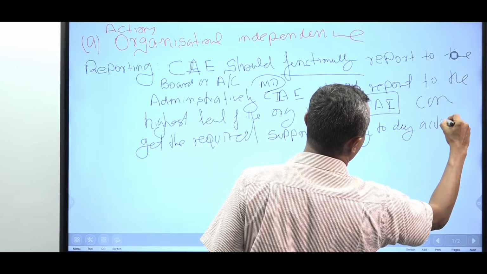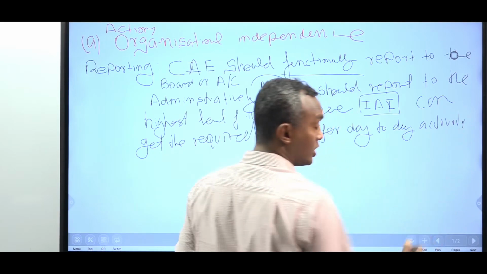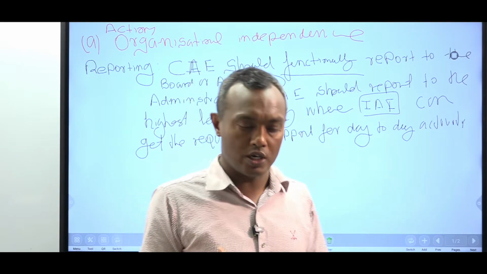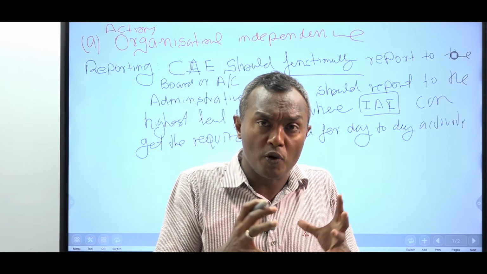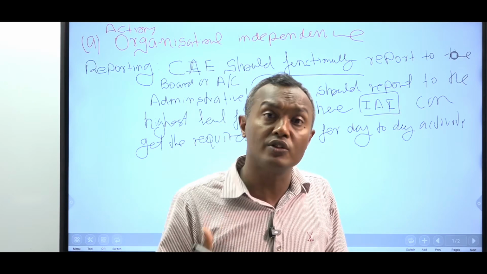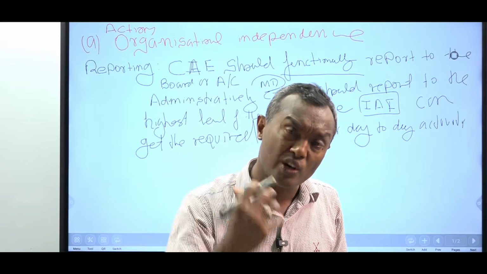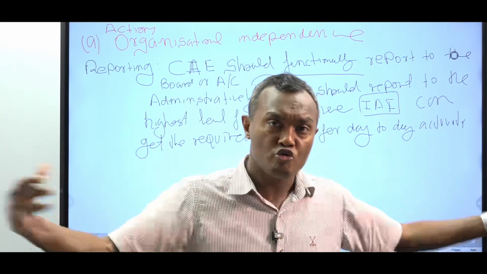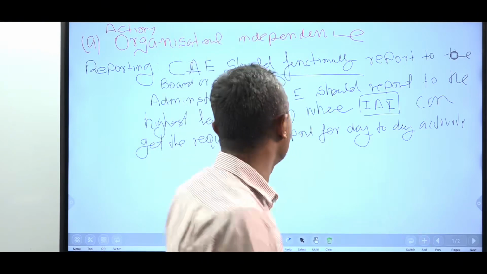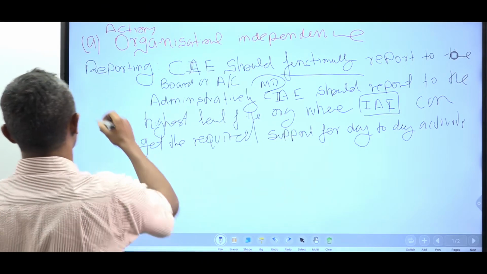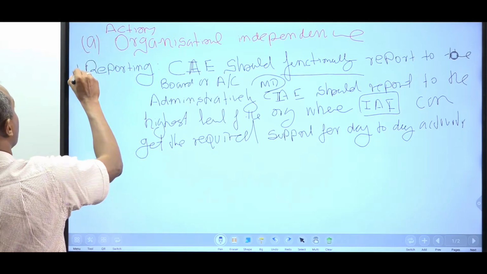Functionally report means, if the internal auditor is giving any reports, work wise, what is the scope of this engagement, whether we are adding this or not adding, what type of audits we are going to do, all those functional decisions are directly coming from the board audit committee, practically the audit committee. So we wrote reporting, that is number 1.